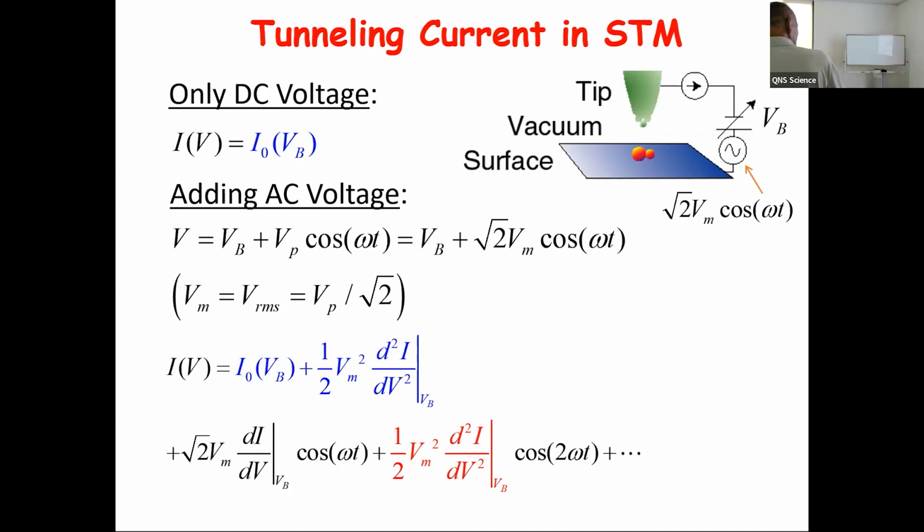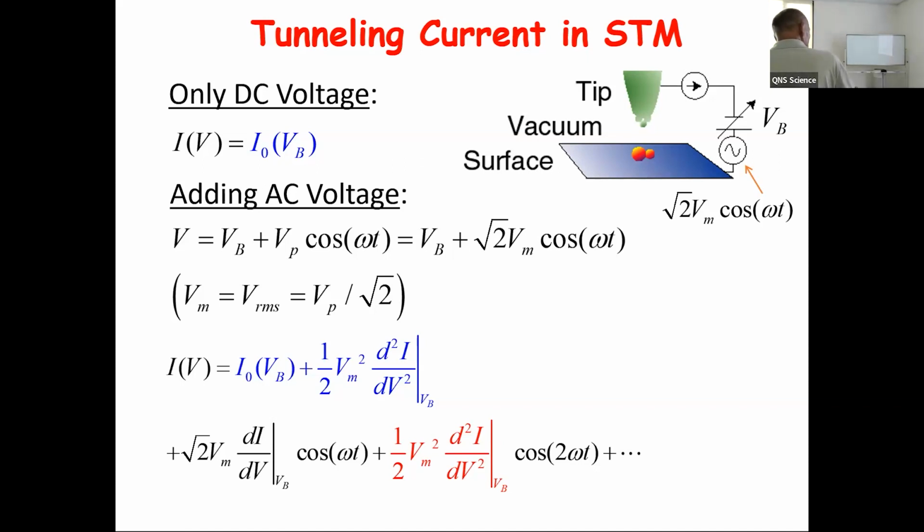What you notice in this Taylor series expansion is that the DC current has two terms. The one is the familiar one, which is the IV curve, right? You have a bias between the tip and the sample, you get a DC current. Then this new thing pops up, which is a DC current related to the second derivative, d squared I over dV squared. And then this term is related to the first harmonic signal, which is related to dI/dV. And then the second harmonic signal is the second derivative, d squared I over dV squared.